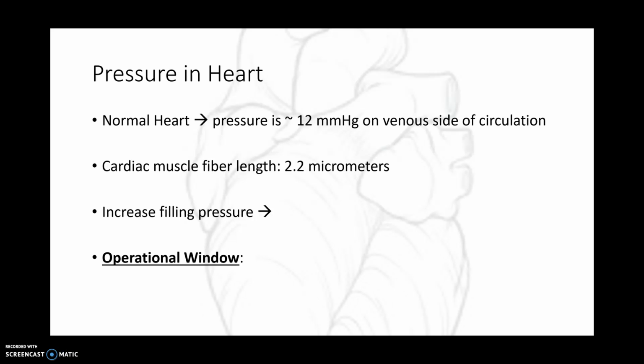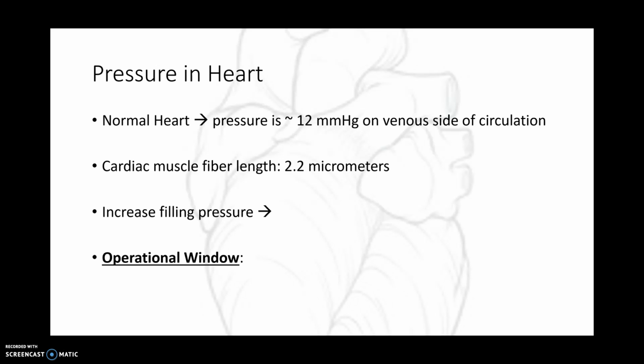Okay, so let's talk a little bit about the pressure in the heart and the role that plays. In a normal heart, pressure occurs at about 12 millimeters of mercury on the venous side of circulation, and we return fluid to the myocardium. So when we're returning blood on the venous side, it's about 12 millimeters of mercury. That gives us a cardiac muscle fiber length of about 2.2 micrometers.